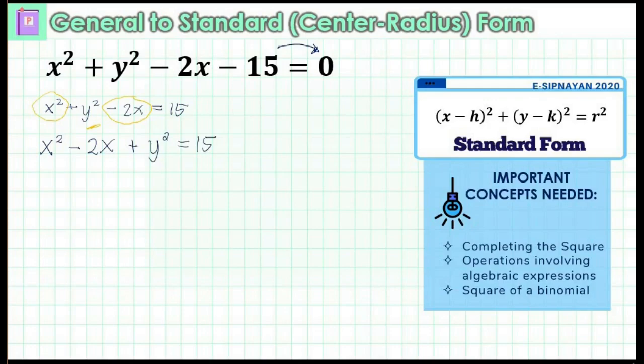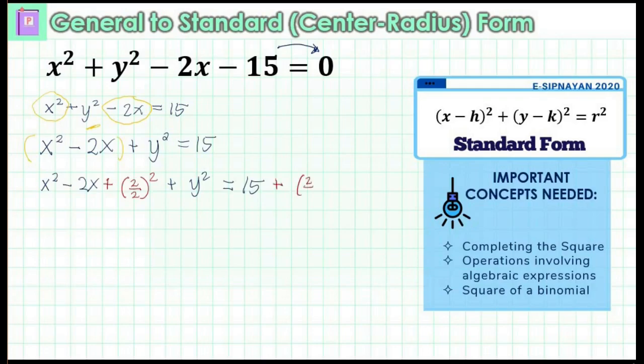And then again, we group the x's or the terms with the same variable. In this case, it will be x squared minus 2x. Moving on, we can now proceed with completing the square. So we copy x squared minus 2x, and then what we're going to add is plus 2 divided by 2, then squared. Then we simply copy the remaining terms of the equation, which are plus y squared equals 15. And again, whatever we add to the left-hand side of the equation, we also add to the right-hand side.